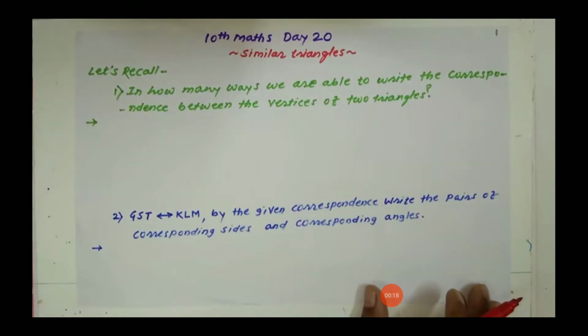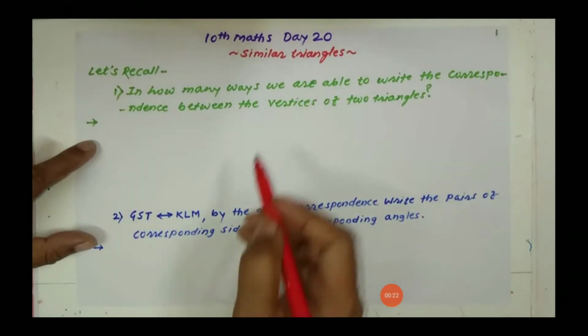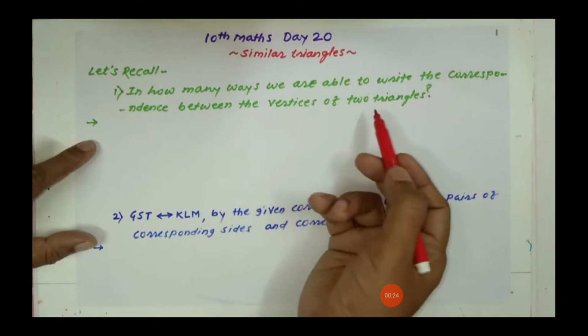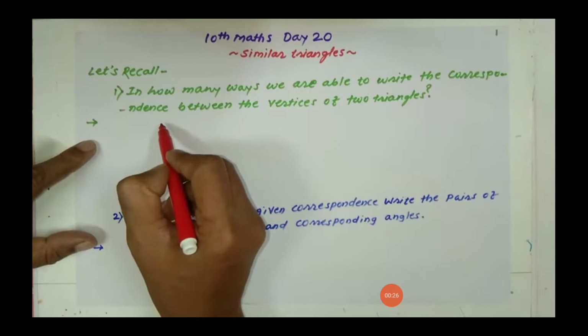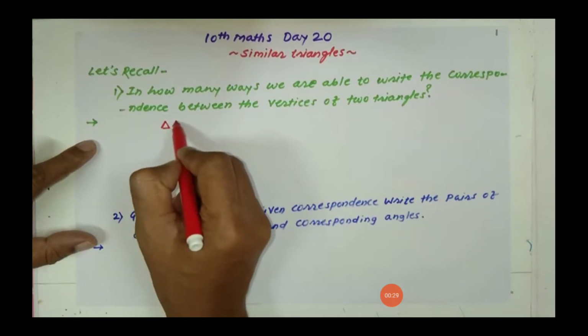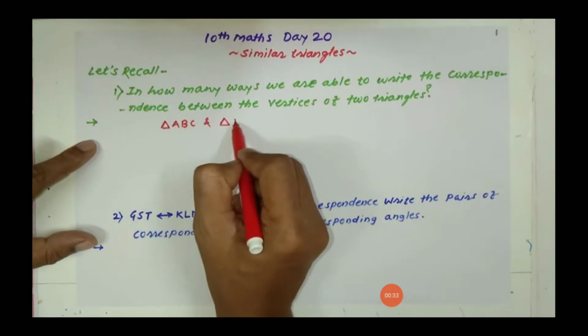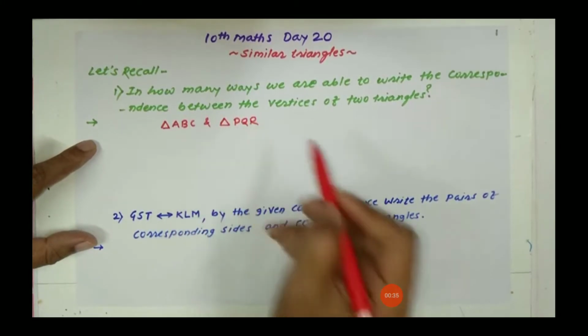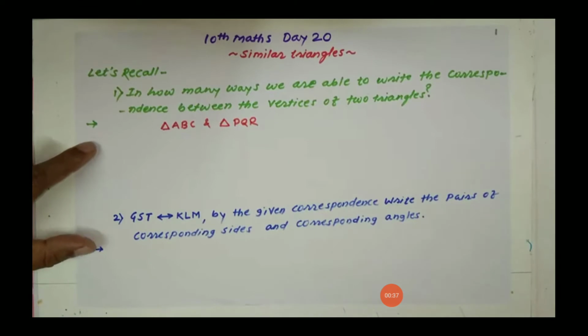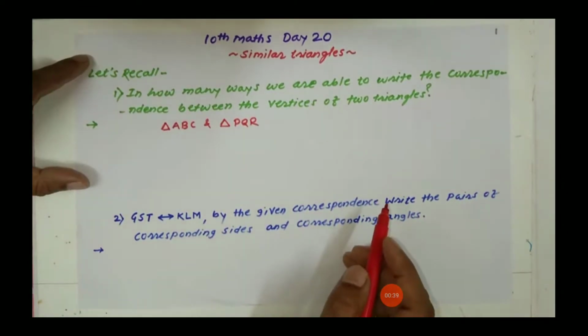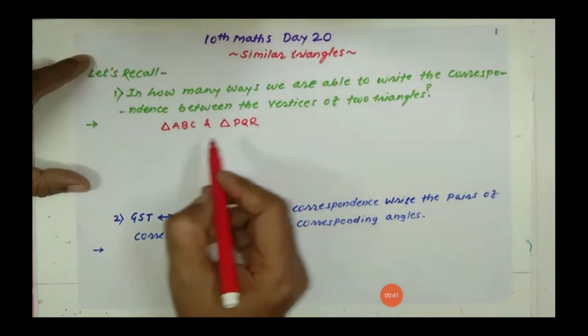So the first question is, in how many ways are you able to write the correspondence between the vertices of two triangles? Suppose there are two triangles, triangle ABC and triangle PQR. So in 6 ways you can write the correspondence. In how many ways? 6 ways. So I will show you which are those ways.